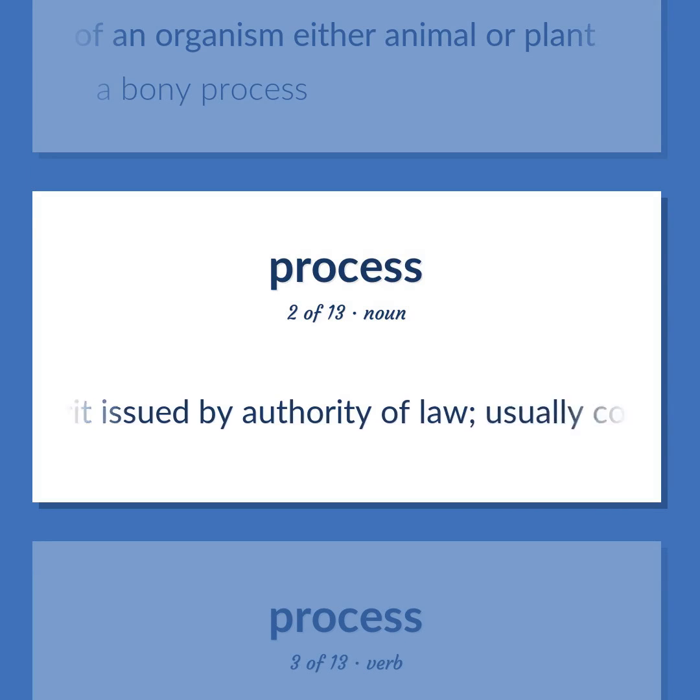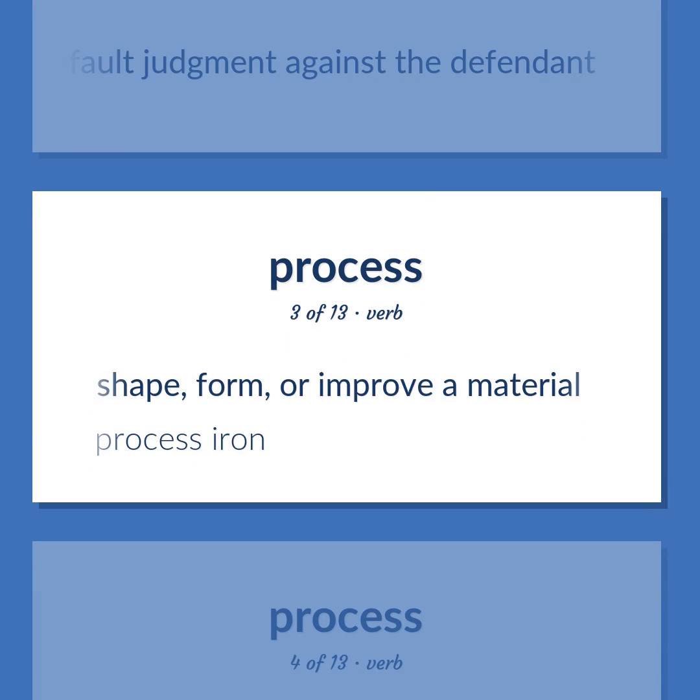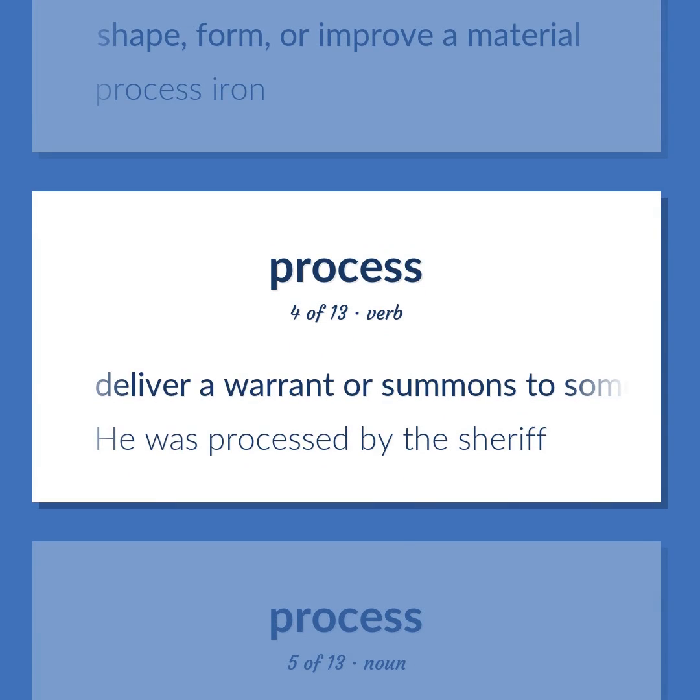A writ issued by authority of law, usually compels the defendant's attendance in a civil suit. Failure to appear results in a default judgment against the defendant. Shape, form, or improve a material. Process iron. Deliver a warrant or summons to someone. He was processed by the sheriff.